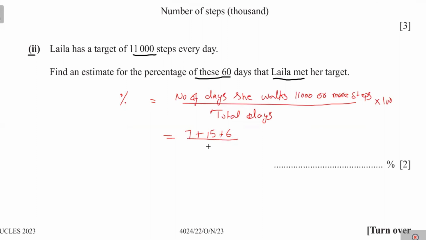The total days here is 60, multiplied by 100. Now we can write it as 6 plus 7 plus 15, 22 plus 6, 28 over 60 multiplied by 100. And this will be equal to 140 over 3, and this will be equal to 46.66%, and therefore 46.67 is the answer.